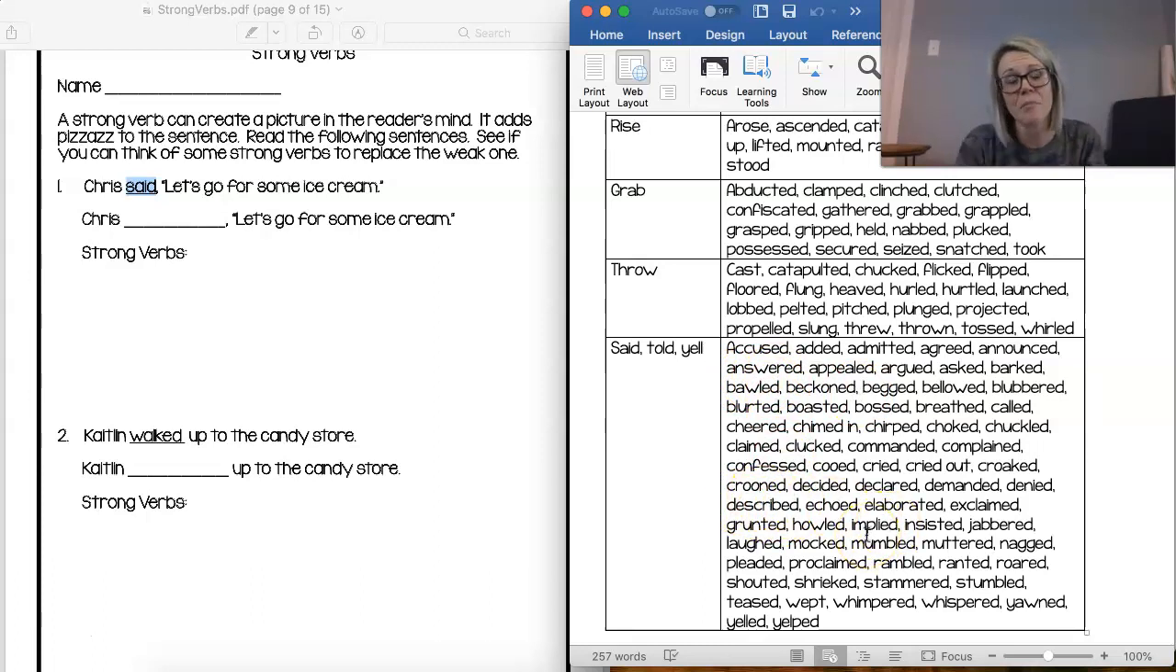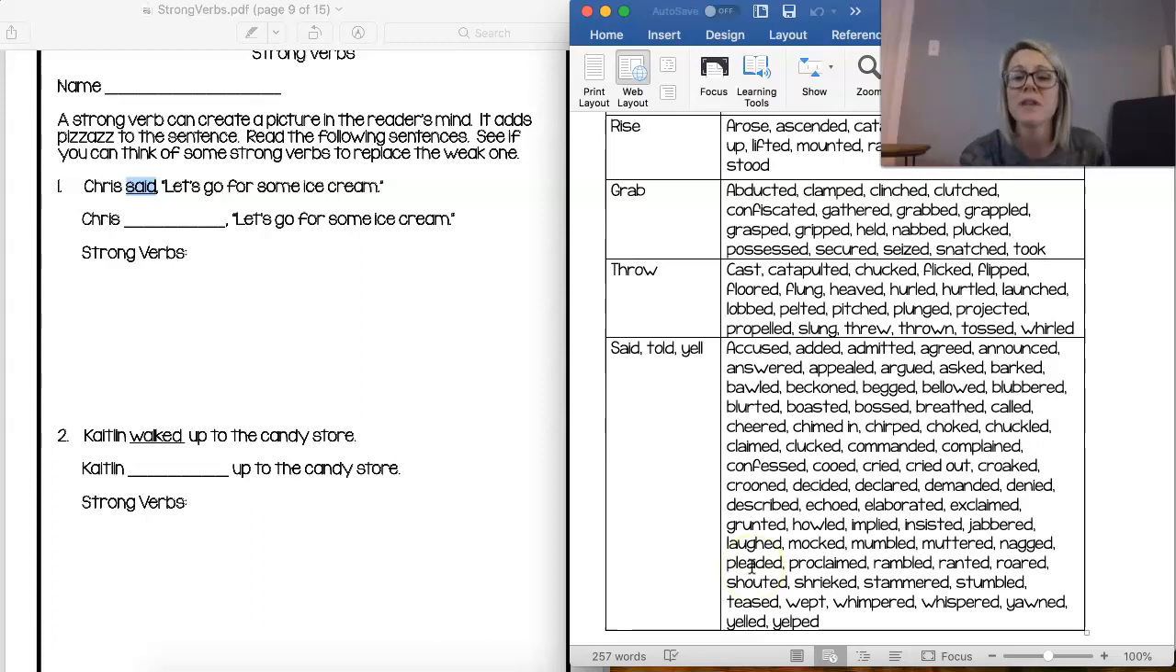I'm definitely not going to mumble, let's go get some ice cream. I am going, it needs to be an emotional one. Like, I really want it. So I might plead it, I think I saw down here. Yeah, pleaded. Chris pleaded, let's go for some ice cream.